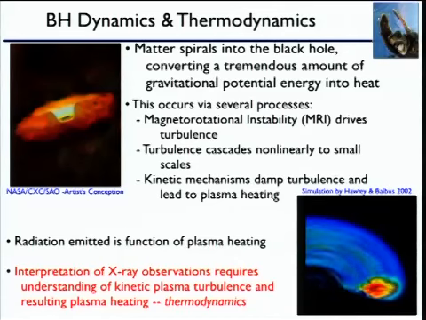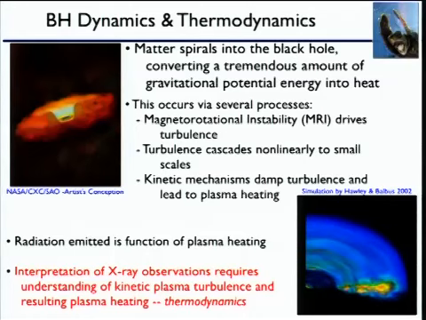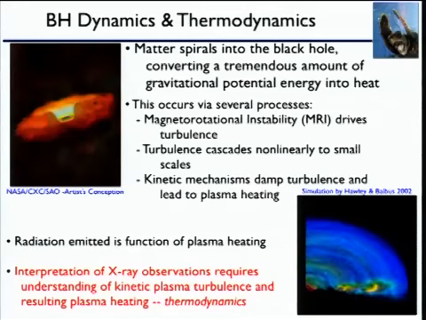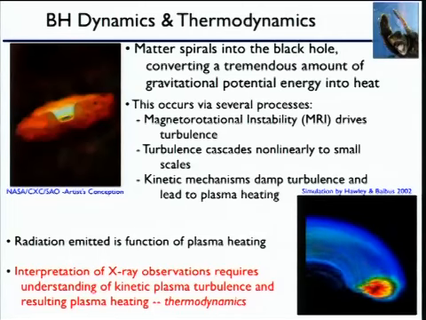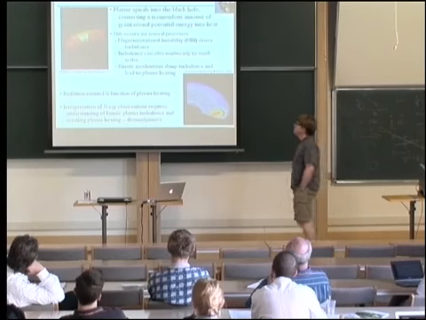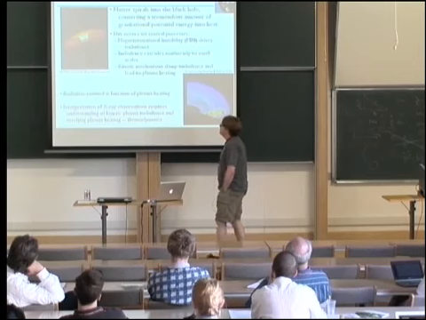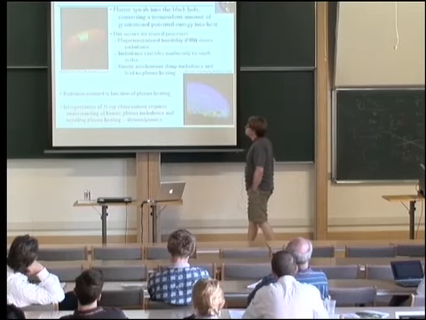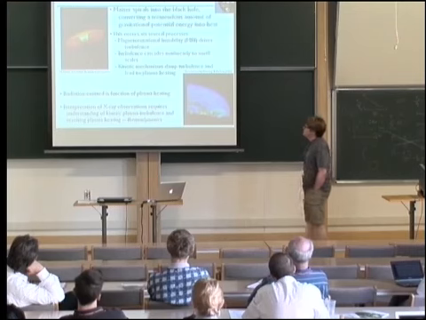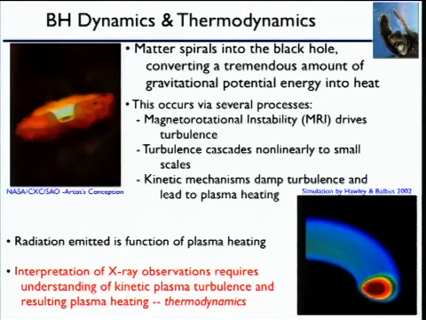So in the example of a black hole, matter is spiraling into the black hole, and that's occurring through lots of processes. Among them, the magnetorotational instability, which is giving rise to the instabilities and the turbulence. That's the dominant mechanism. The turbulence in such a system will cascade to small scales, where kinetic mechanisms will damp that and lead to plasma heating. So the radiation that's emitted from a system like this is a strong function of the plasma heating. And so to interpret the X-ray observations requires a good understanding of the kinetic plasma turbulence and the resulting plasma heating.